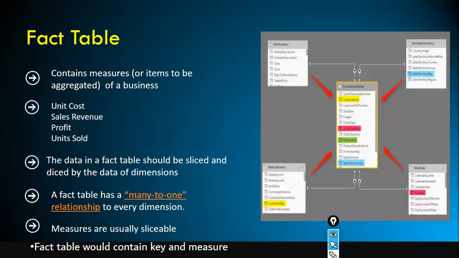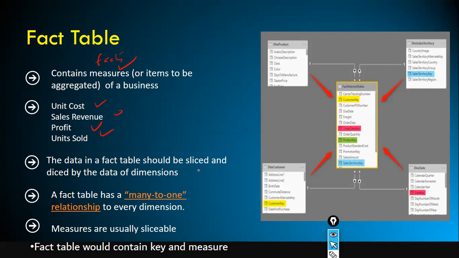Next one is the fact table. I already discussed this as well, the star schema and Snowflake schema. The fact table contains measures, or the items to be aggregated, of a business. So what do you mean by measures? It is also called facts, and these are the examples. These numeric values are nothing but the measures or facts.